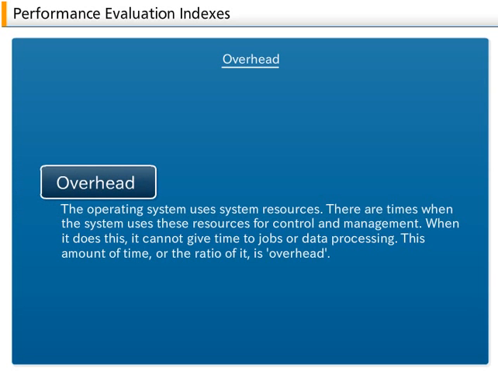4. Overhead. The operating system uses system resources. There are times when the system uses these resources for control and management. When it does this, it cannot give time to jobs or data processing. This amount of time, or the ratio of it, is called overhead. For the user, this time is unproductive time. The smaller the overhead, the better.